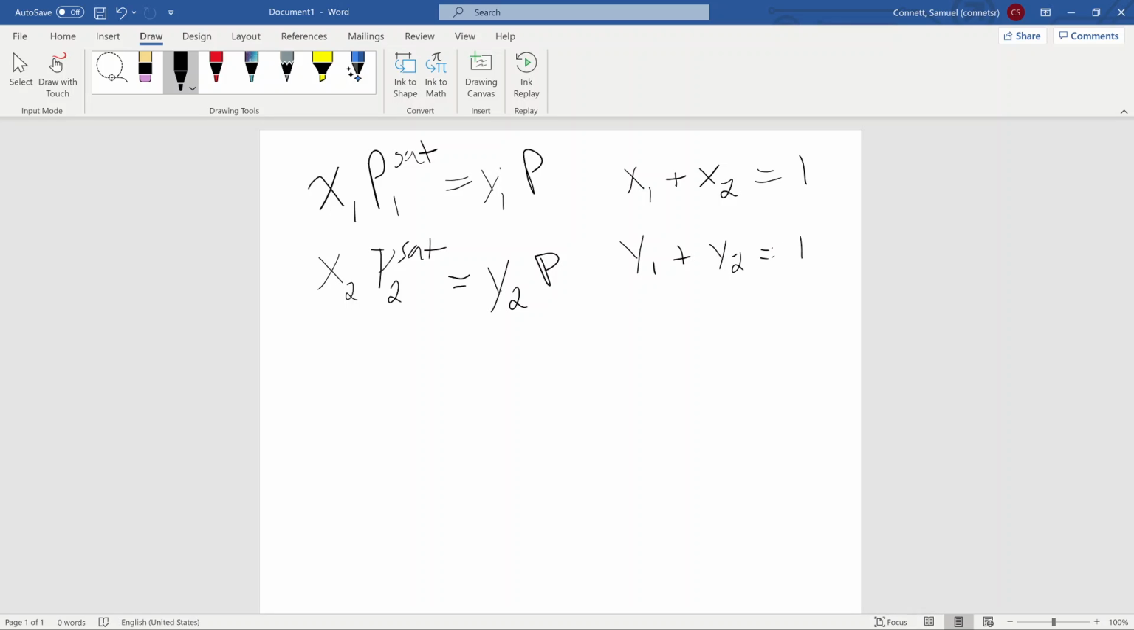Okay, so first let's solve for the bubble temperature. The bubble temperature is the temperature at which, at a given pressure, bubbles will begin to form in the solution. So for the bubble temperature, we're given our pressure and our mole fractions, so we get x1, x2, y1, and y2.